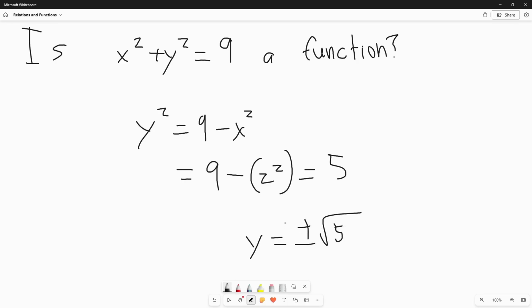And if x is more than 3, it will not correspond to any y value, but since some x values correspond to 2 y values, then this is not a function because it does not pass the vertical line test for all x values.